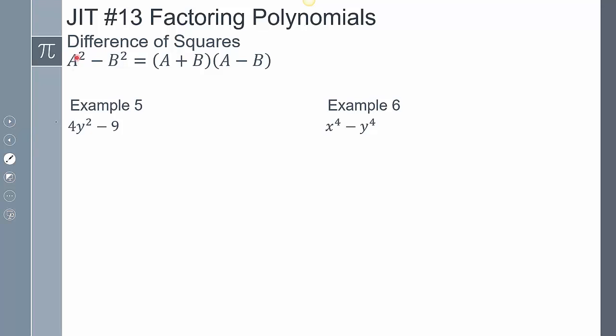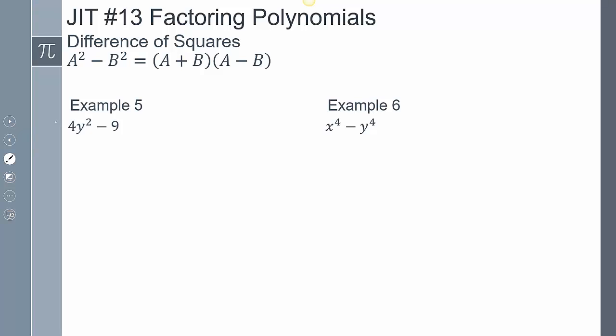And so if you notice, it's just the square root of each of those go into those spots here. So the square root of a squared goes here and here. The square root of b squared goes here and here. And you just write it as a pair of binomials, one with a plus and one with a minus.